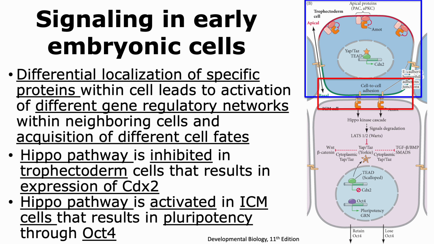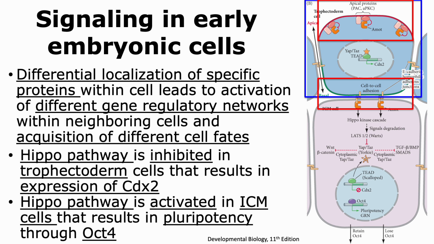Now let us see what happens in the red box. In the red box that's shown in the figure, we can see that there is homophilic binding of E-cadherins that are present on the cell membrane of the trophectoderm cell as well as the ICM cell, which is shown in pink. Now on the part of the ICM side, we can see that the E-cadherin is interacting with the protein that is called angiomotin, also shown as AMOT in this figure. This interaction is happening in the basal part of the trophectoderm cell.